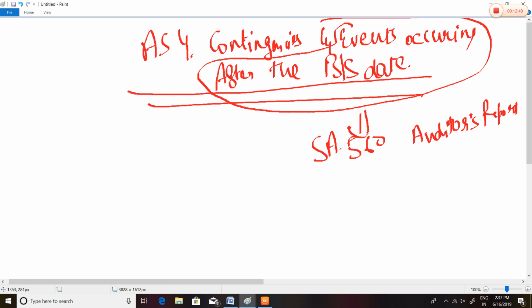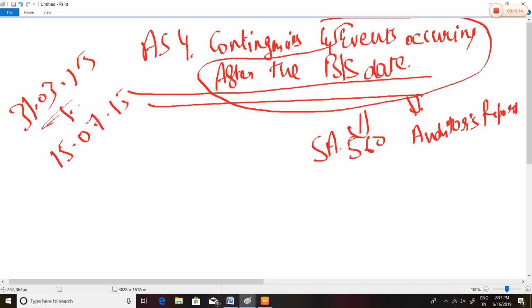Okay, we have to find these two times. Let's say 31st March 2015 was the balance sheet date, and the auditor's report came on, let's say, 15th of July 2015. Events occurring between these two dates are required to be disclosed in the financial statement. SA 560.